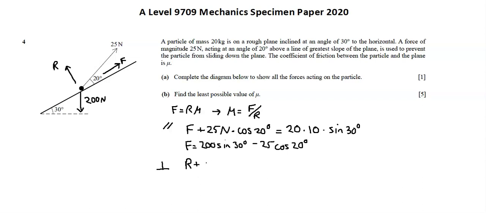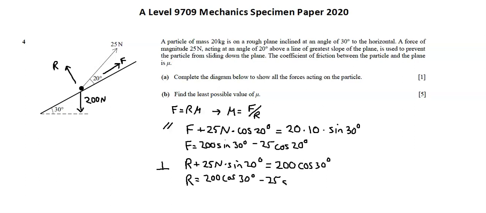Now resolving perpendicular forces, R is working perpendicular to the plane, as is a component of the 25 newton force. That component is going to be the sine of 20 degrees. Together these equal the opposite perpendicular force of 200 times cosine 30 degrees. This is the component of the downward force that's working perpendicular to the plane. I simplify to R equals 200 cosine 30 degrees minus 25 sine 20 degrees.